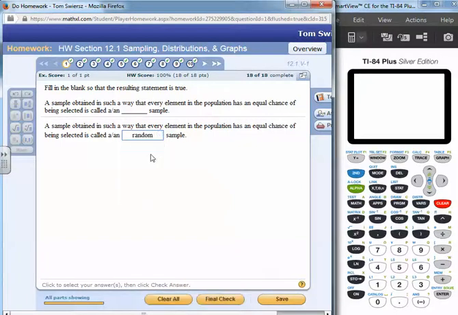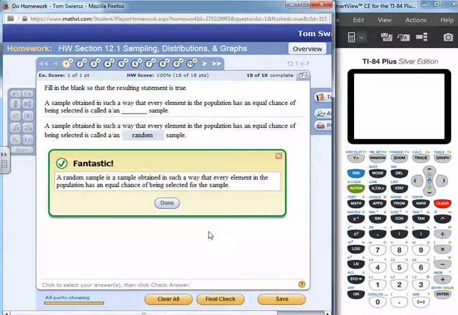Random means everyone has the same opportunity to be selected. It's like if you put your names on slips of paper in a hat and you selected one, each has an equal chance of being selected. That's when it is a random sample, and that's what we usually want to do so that it's not biased. Equal chance of being selected. All right, very good. Random sample.